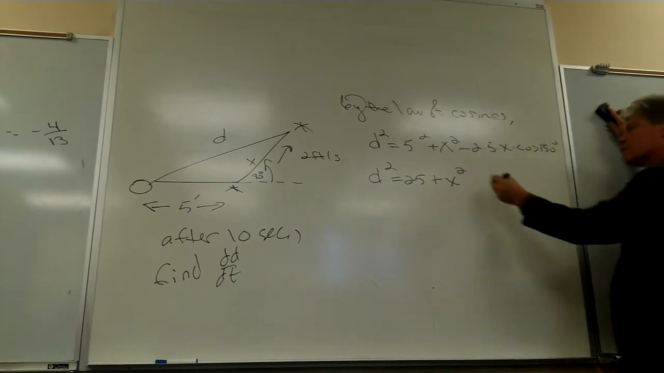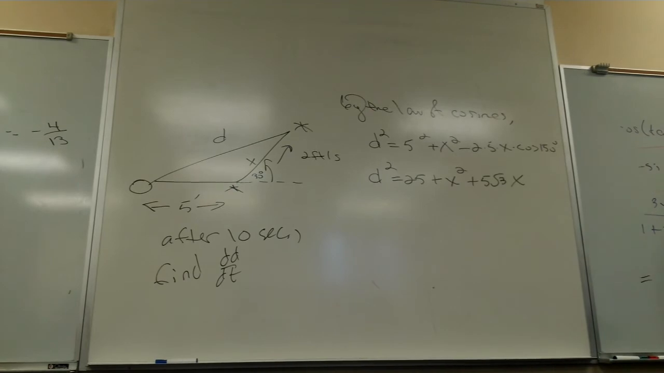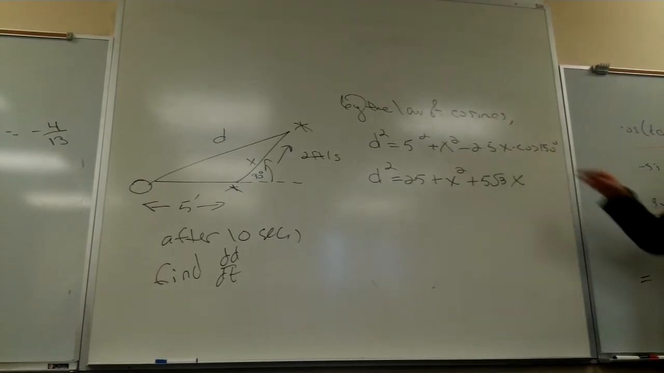Is it a plus 5 root 3 times x? Well, the cosine of 150 degrees is negative root 3 over 2. I was canceling my 2's.